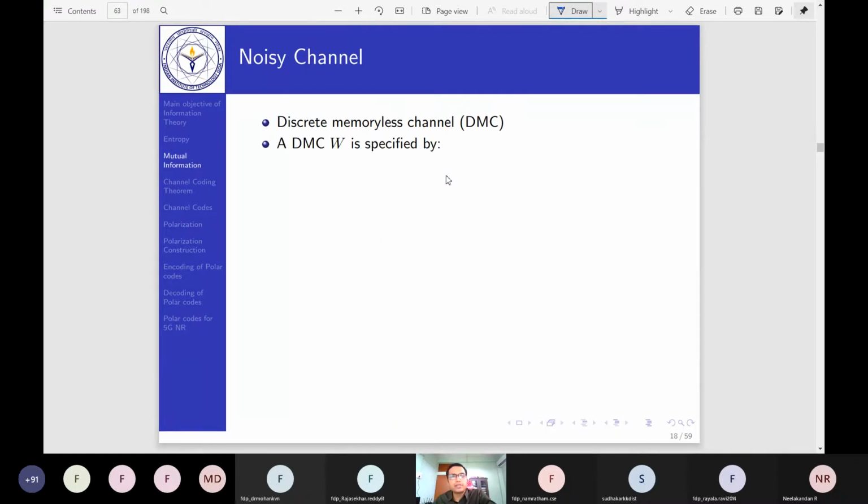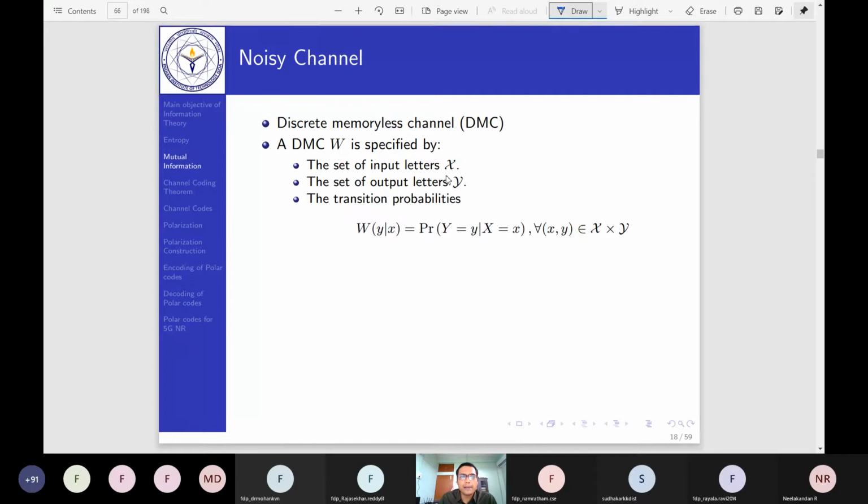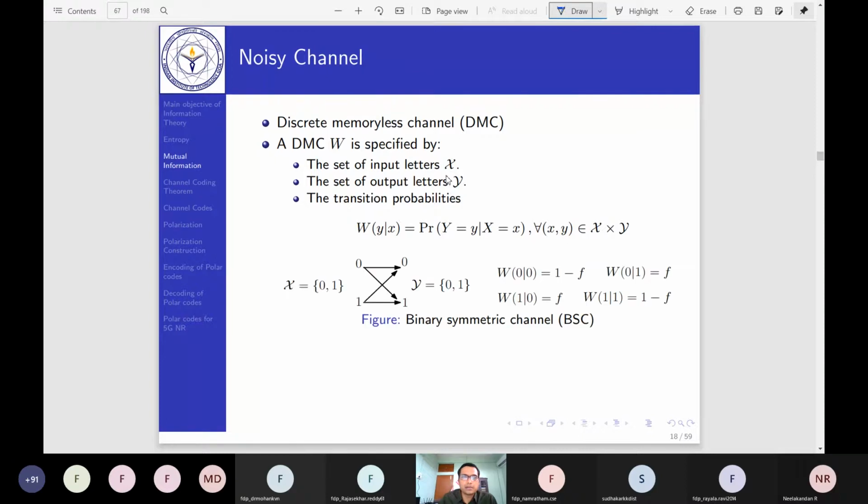Yeah, some examples of noisy channel. So discrete memoryless channel we will consider. A DMC W is specified by three quantities. First is the input letters x, the output letters y, and the transition probabilities y given x. This transition probability specifies the quality of the channel. For example, this channel we have already seen, binary symmetric channel, BSC.